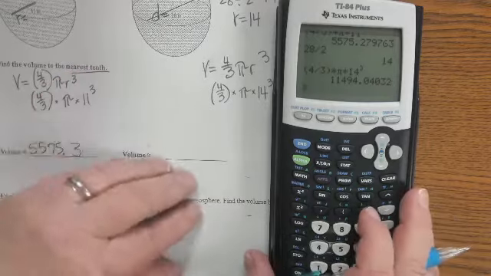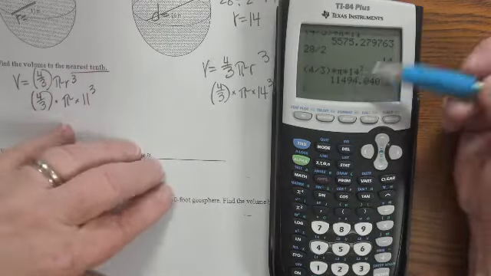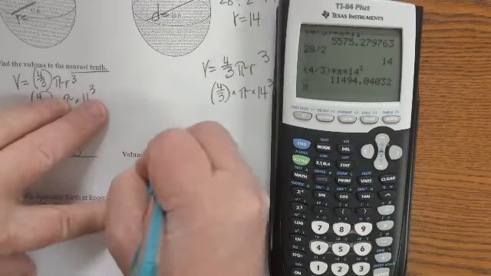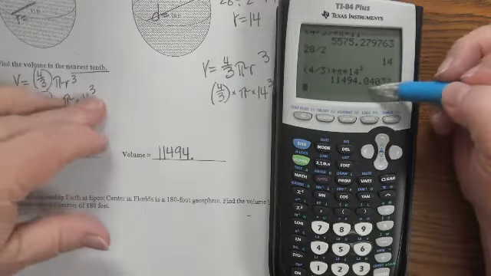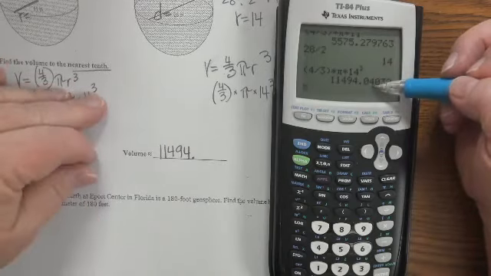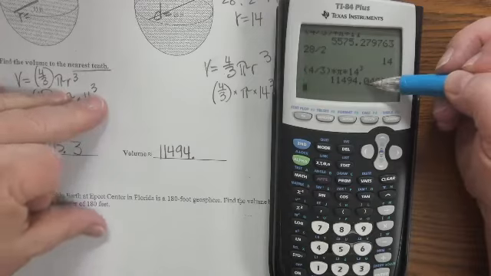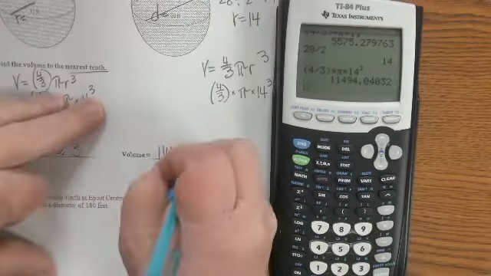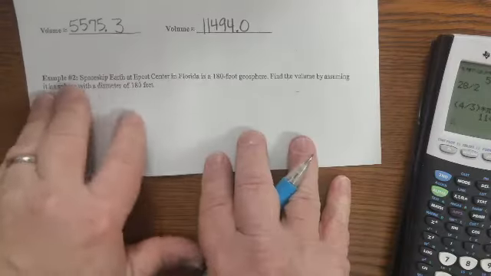All right, rounding it to the nearest tenth. This time I've got 11494. I'm going to write that 11494 decimal. And this time I've got a 0 in my tenth spot and a 4 in my hundredth spot. So this hundredth says let it rest because it's 4 or less, let it rest. So I'm just going to write my 0. Right? All right.